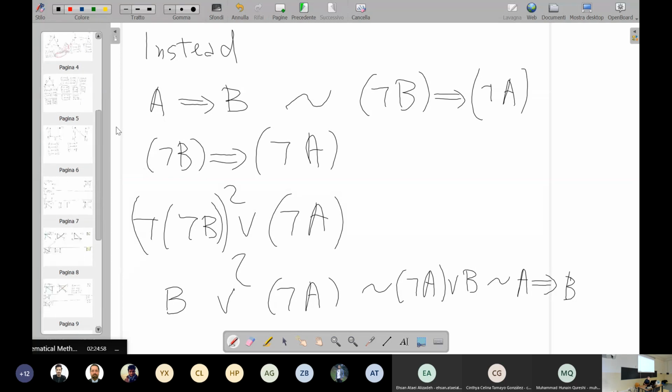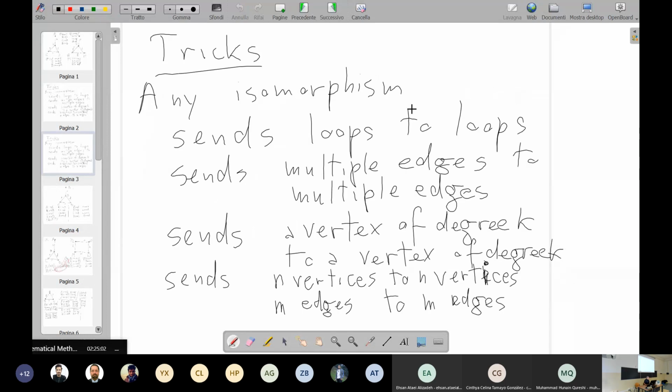So this is why we can trust these tricks in the sense that if G is isomorphic to H, then you have an isomorphism from G to H, and this isomorphism sends loops to loops. So if you have loops on one side, no loops on the other, you are sure that there is no isomorphism, and so on and so forth. So these are all one-way implications. And how can you use them? You find multiple edges on one side, you find multiple edges on the other side. Can you say these are isomorphic? No, you cannot say anything. But if you have multiple edges on one side, no multiple edges on the other side, you are pretty sure through the counterpositive that the two graphs are not isomorphic.